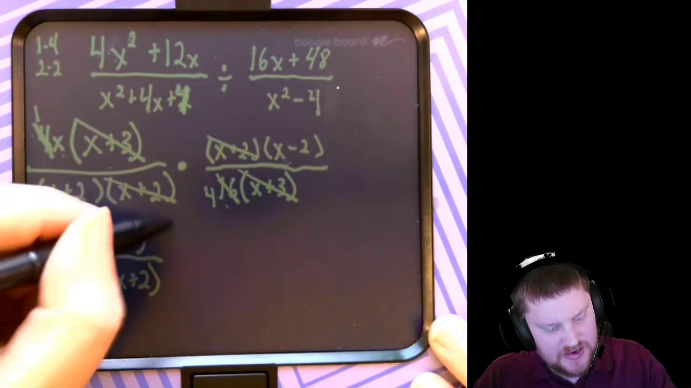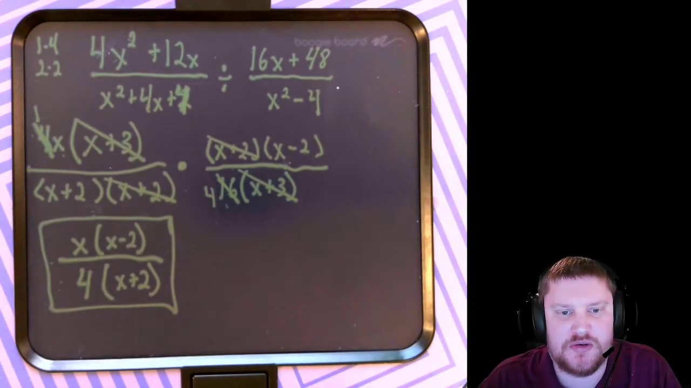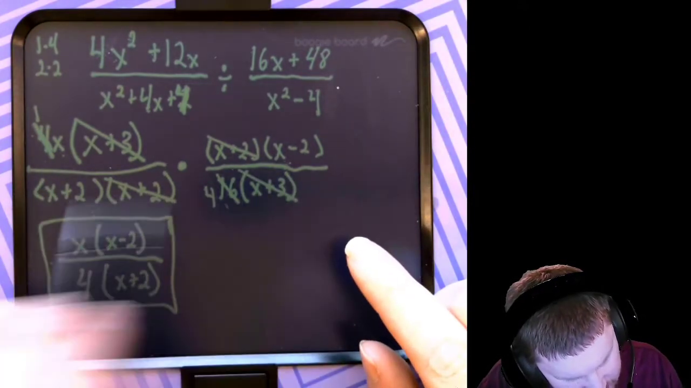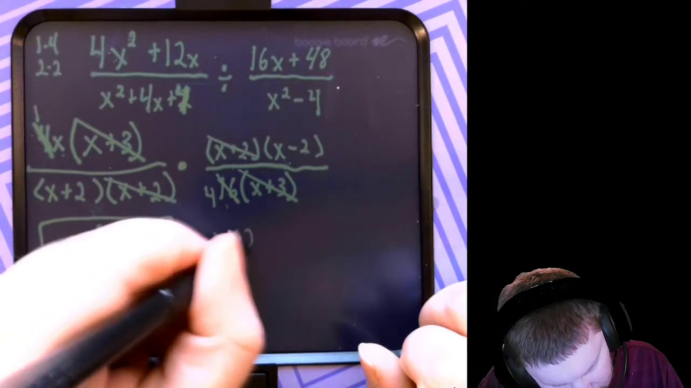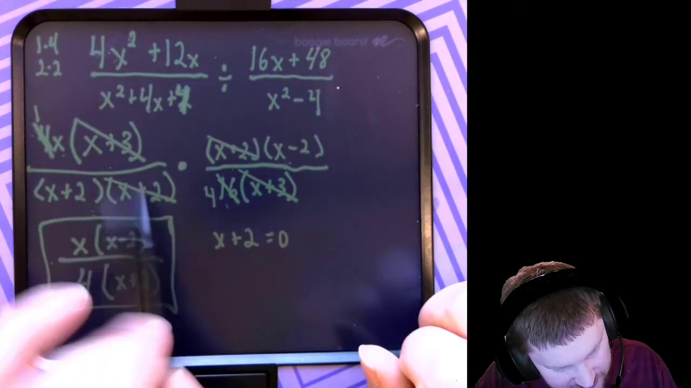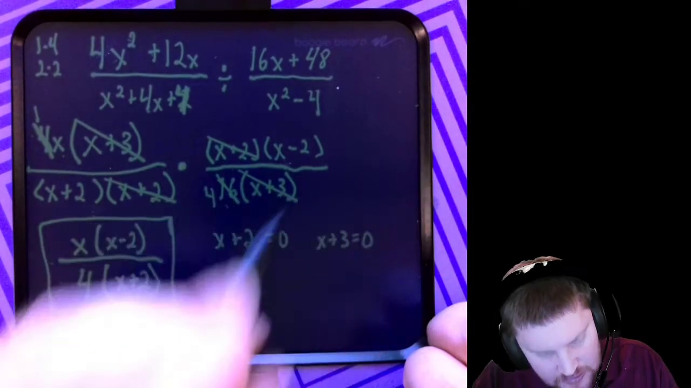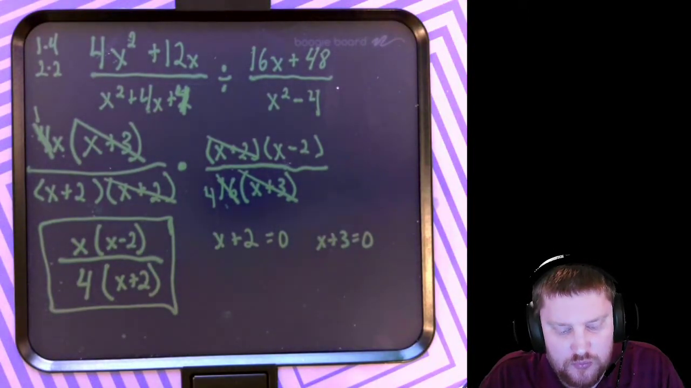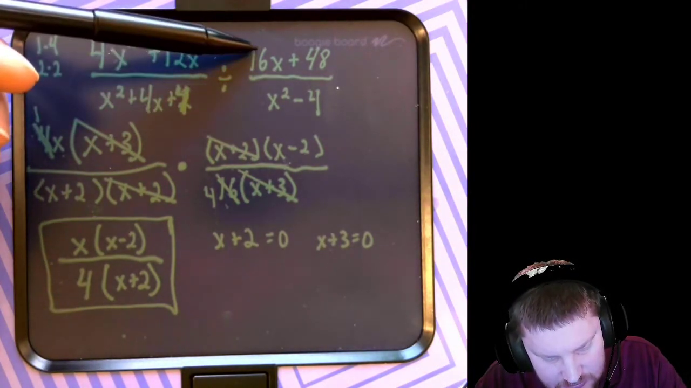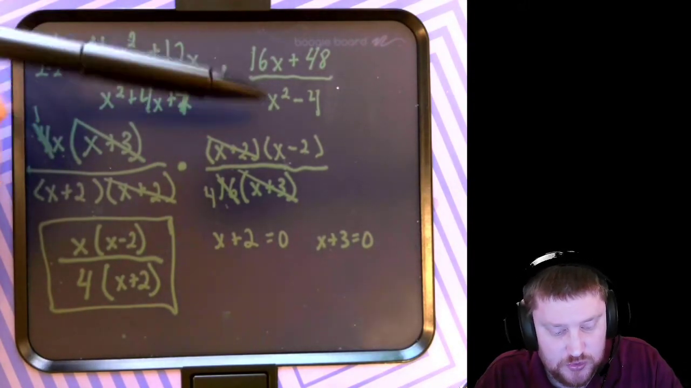Now, this is my answer, but when it comes to excluded values, here's where division's a little bit different than multiplication. While I can come back to this step and look at the things that are in the denominator here, so that would be x plus 2 equals 0, and x plus 2 equals 0, but that's the same thing, and then x plus 3 equals 0, there's actually a weird rule here, which is what got flipped to the top here on this side actually can't equal 0 either because of the way division works.